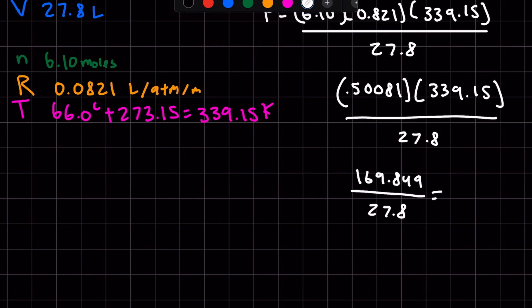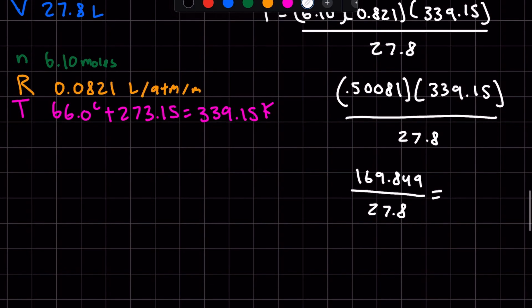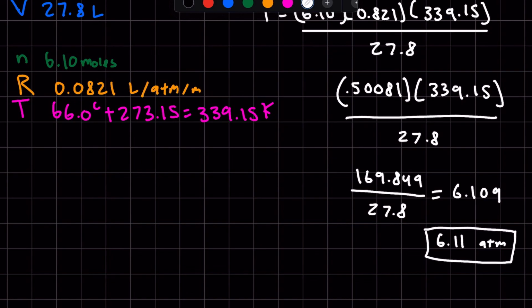And then we can go ahead and divide that, 169.849 divided by 27.8, and that's going to give us our final answer of 6.109, or if we want to get 3 sig figs, we can round up to 6.11 atmospheres. This is our pressure. So now if you want to rewrite the equation, we could, but I'm not. It's just going to be 6.11 atmospheres, and that's our final pressure.